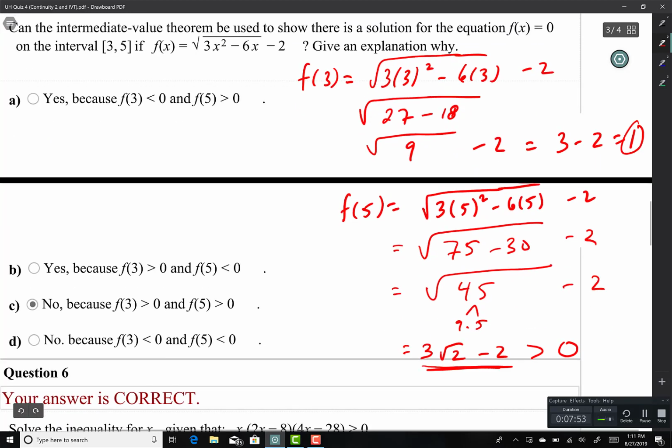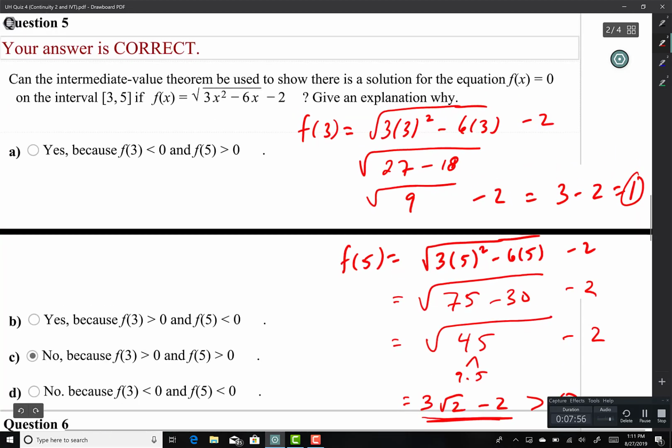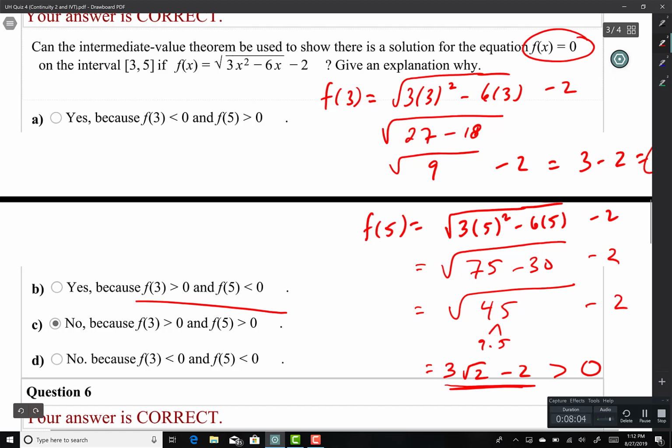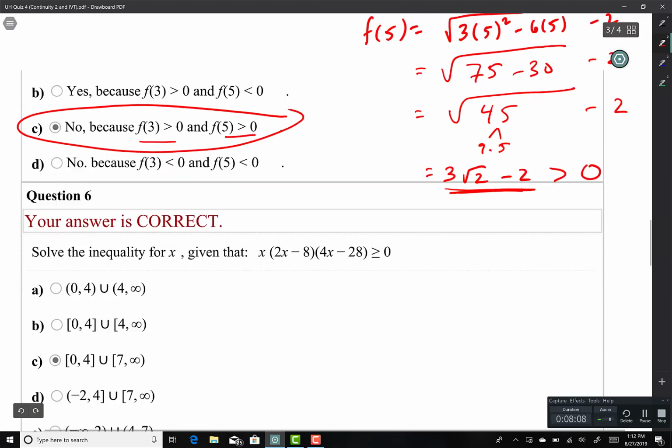So I was at 1, and now I'm at 3 square root of 5 minus 2, which is some positive number. So no, IVT does not guarantee that this equals 0, because, look guys, I didn't go from positive to negative. I stayed positive. So look, that's this one. Positive, positive. All right, let's go to the next one.